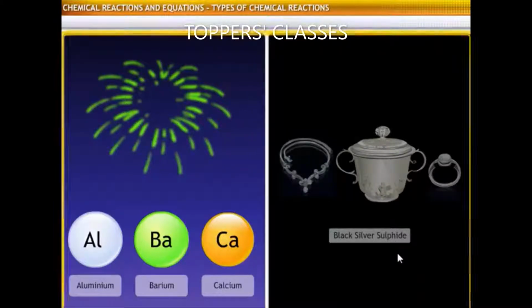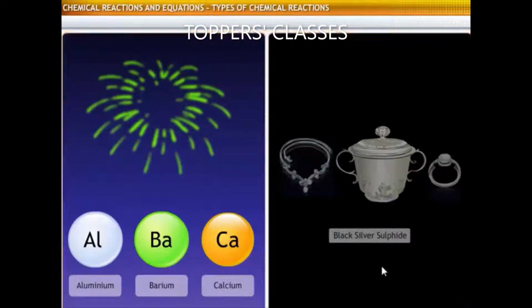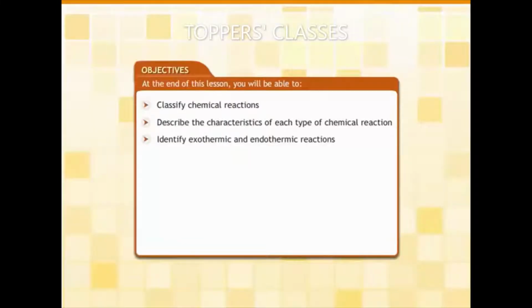All chemical reactions can be classified based on the different ways in which elements react with each other. In this lesson, you will learn how to classify reactions. At the end of this lesson, you will be able to classify chemical reactions, describe the characteristics of each type of chemical reaction, and identify exothermic and endothermic reactions.